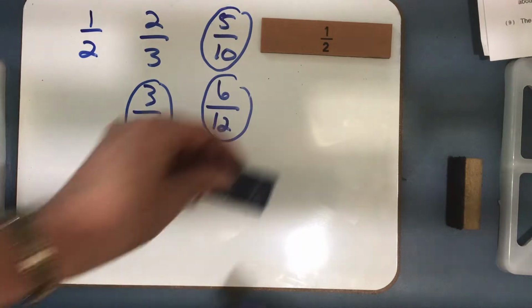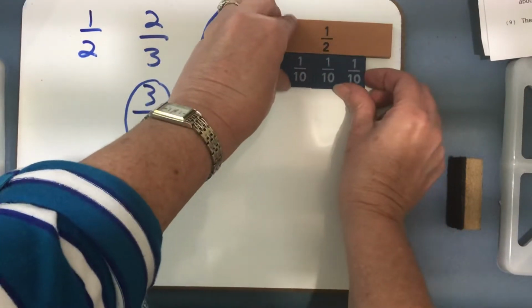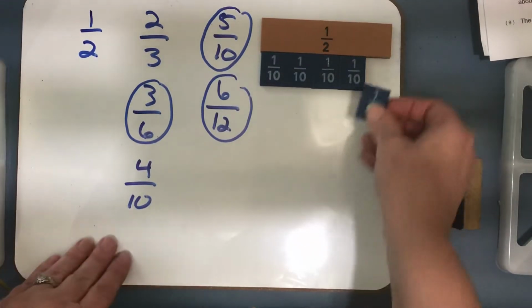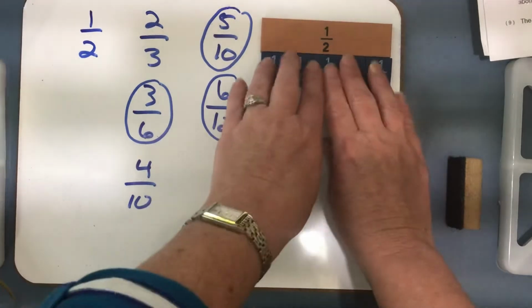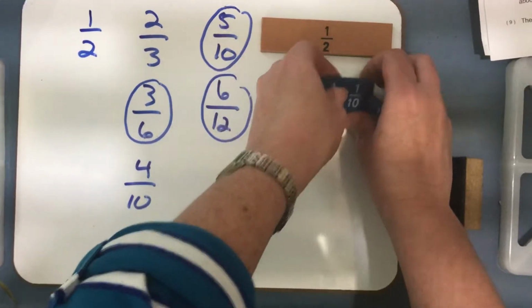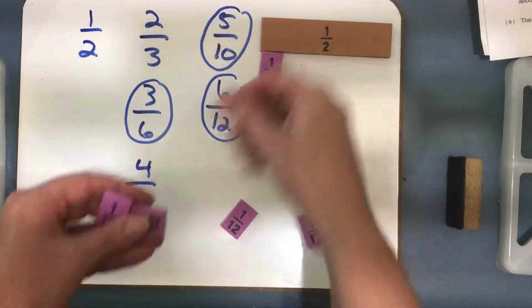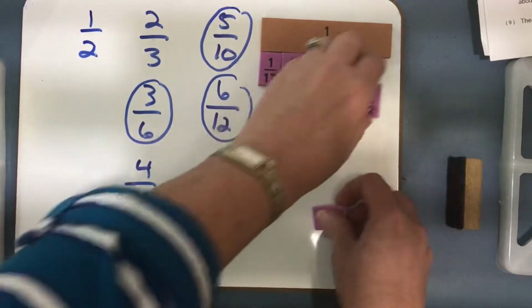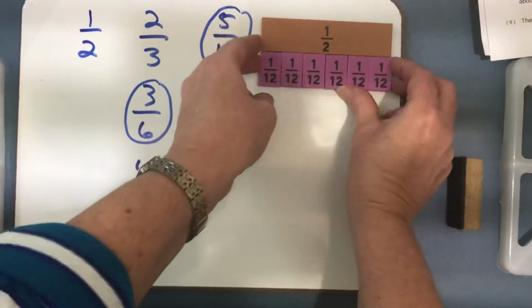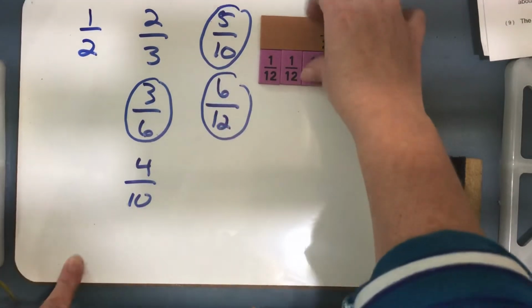So let's look and see. There's 4/10 we can see is less than 1/2, but if I put one more tenth on to make 5/10, it's equivalent. So it's 5/10, but not 4/10. 4/10 is less than half. And then 12ths, 6/12. We said is equivalent. So let's just double check. Let me show you. Okay, there's 6/12, and that is equivalent to 1/2. So it's 3/6, 5/10, and 6/12.